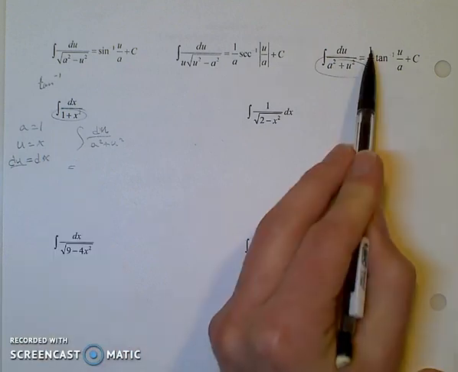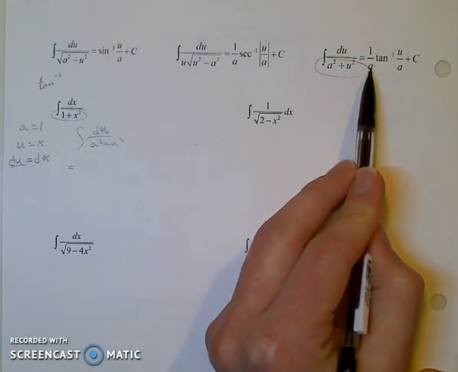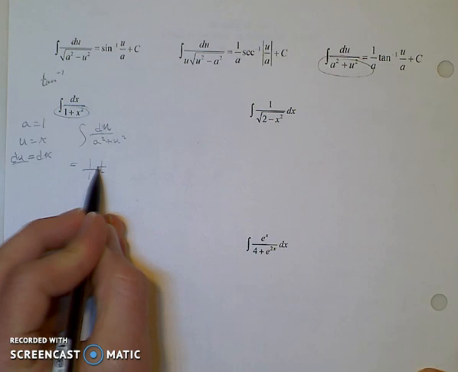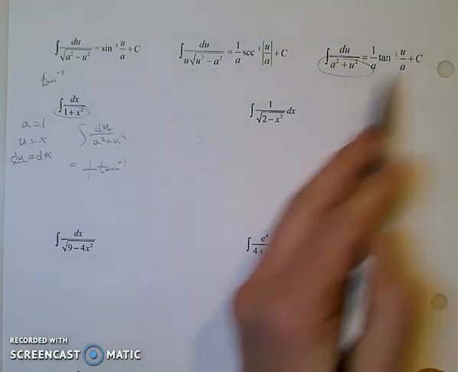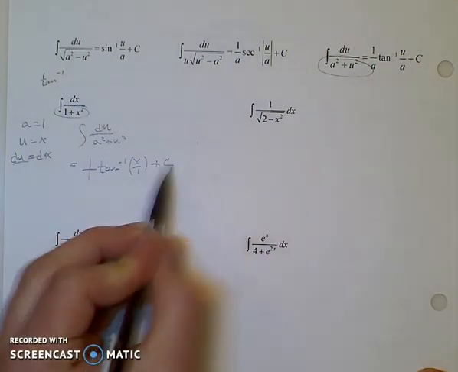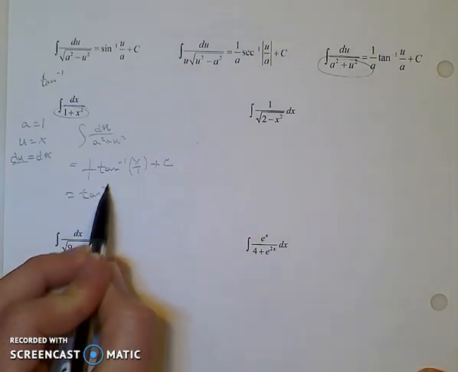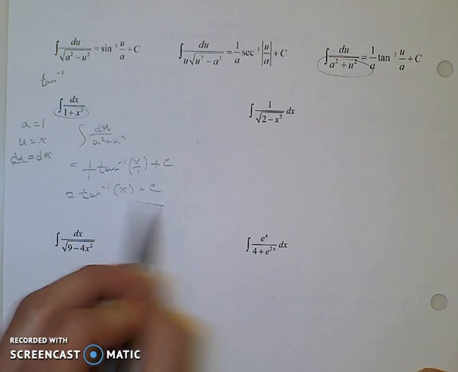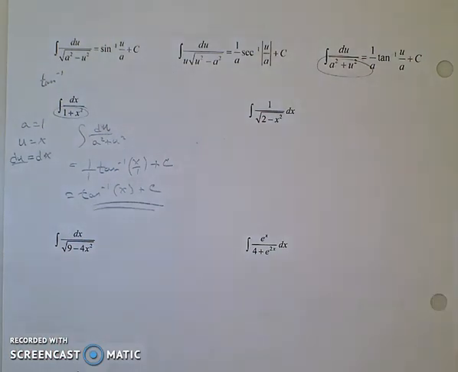And now we're going to just follow what it says here. A was 1, so 1 over 1 tan inverse of u, x over 1, plus c. And we could just rewrite that as tan inverse of x plus c. It's that simple. I'm going to do a couple out, pause it. I'm going to do some out. You can check them if you would like.